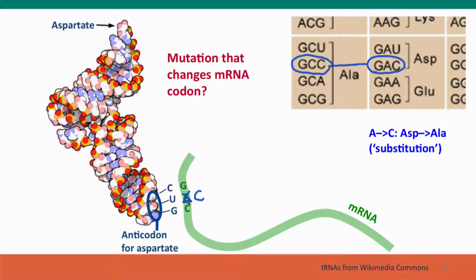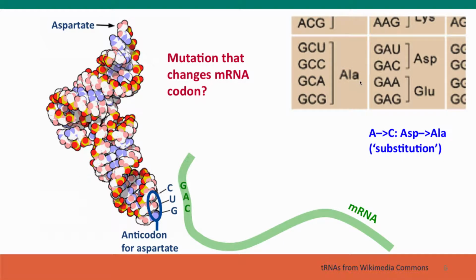This mutant messenger RNA, therefore, will not accept this transfer RNA at all because it can't form the correct base pairs in the anticodon. And so instead, it will form a codon-anticodon pairing with a different tRNA, one coding for alanine.